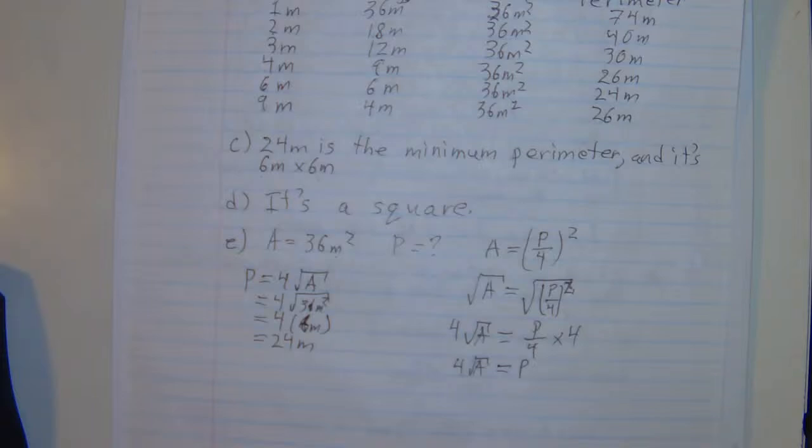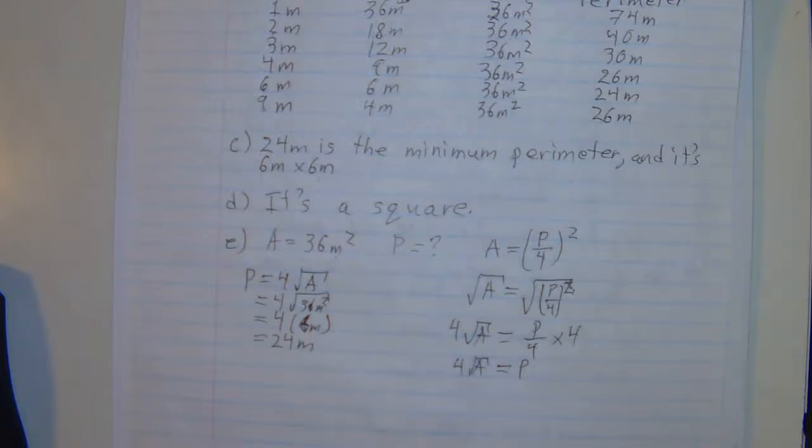So we've dealt with the situations where we're building a rectangle. We know that a square is the most efficient. If we have a perimeter, a square will give us the biggest area. If we have a given area, a square will give us the smallest perimeter. So our efficiency there is found in squares.